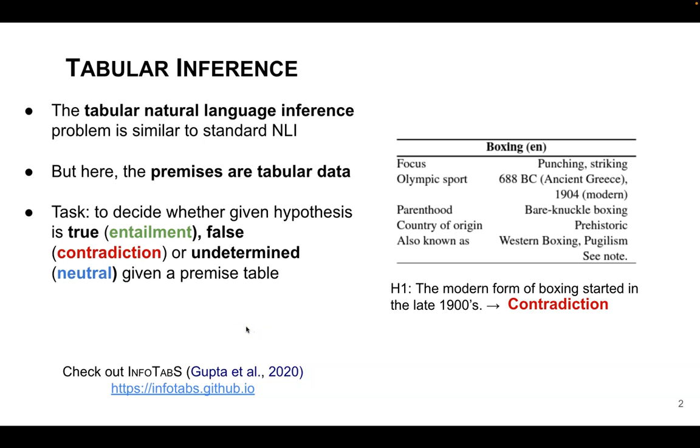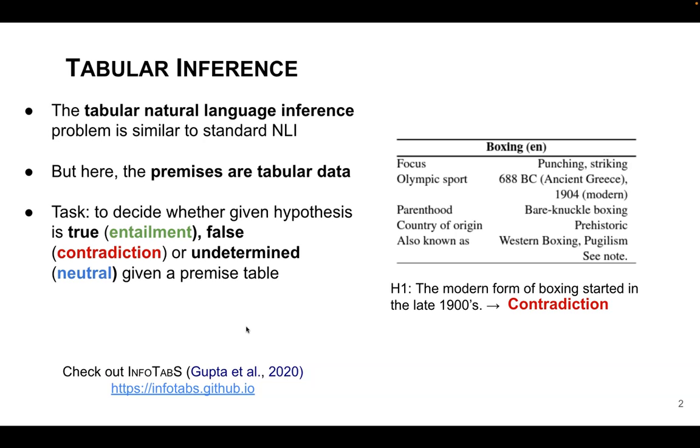So let's first introduce what is tabular inference. Tabular inference is similar to standard natural language inference, except that the premise here is a table. The task is, given the table premise and a hypothesis statement, you have to predict whether it's true (entail), false (contradict), or undetermined (neutral).